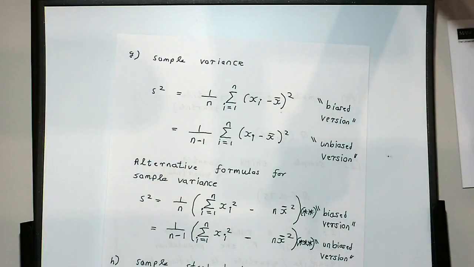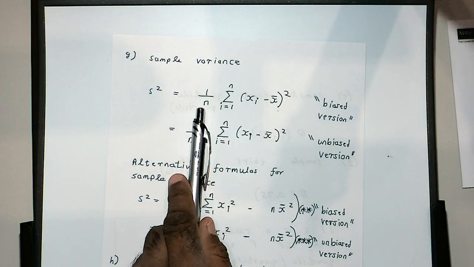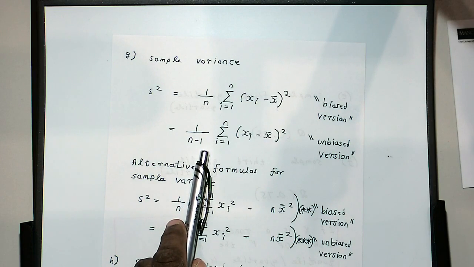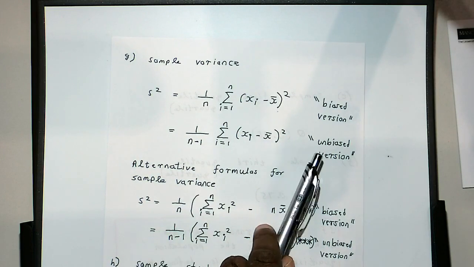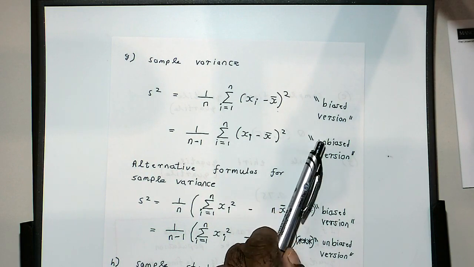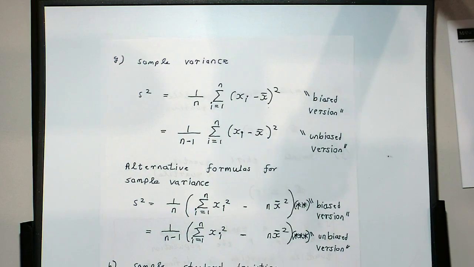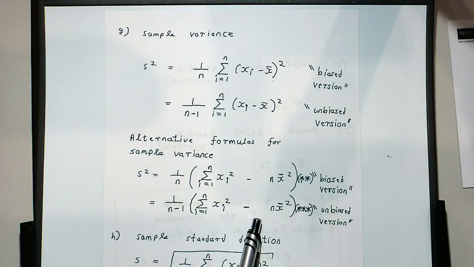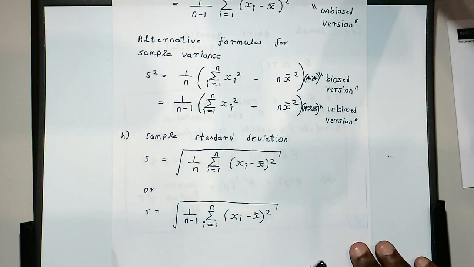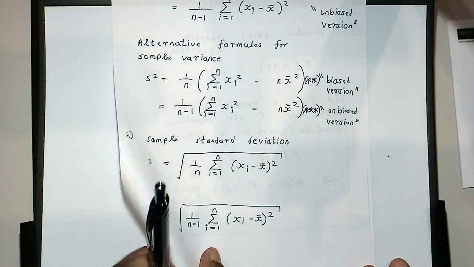Then the sample variance. There are 2 formulas for the sample variance. This one is the biased version, where you divide by n. This is the unbiased version, which is dividing by n minus 1. Usually the unbiased version is better than the biased version, right? But sometimes you have to use the biased version. I will explain in a minute later. And these are alternative formulas for these two, right? And this is the formula for the sample standard deviation. It's just simply the square root of the sample variance, right?